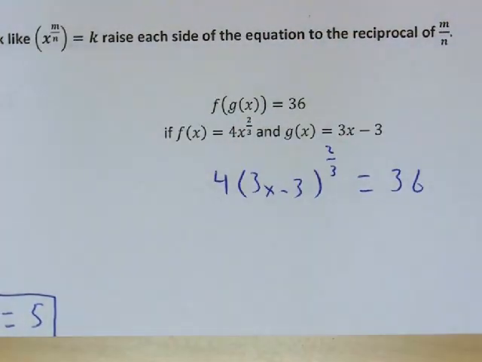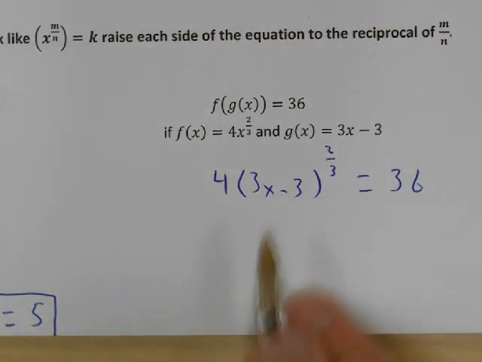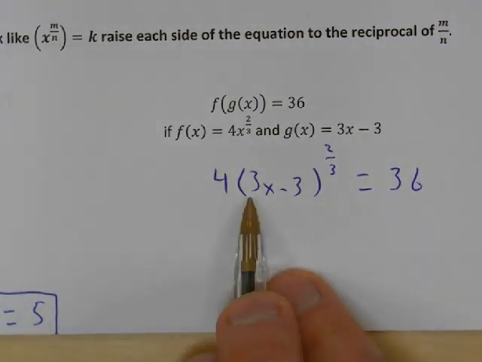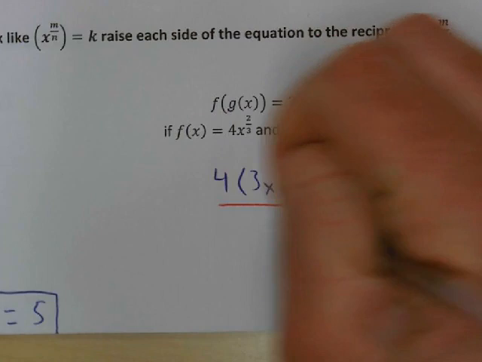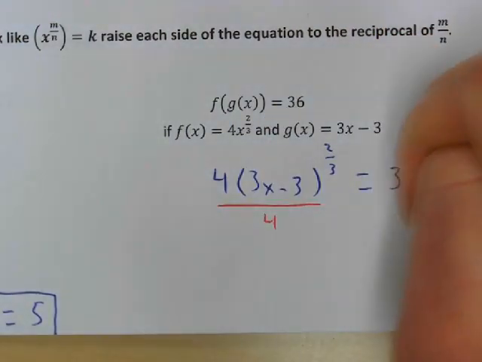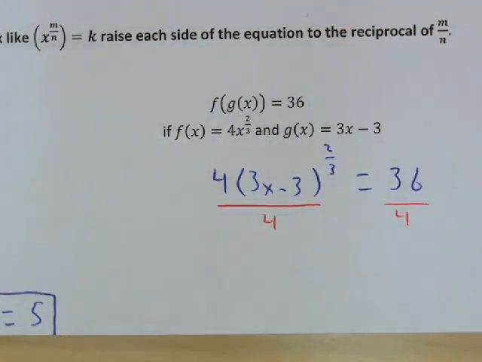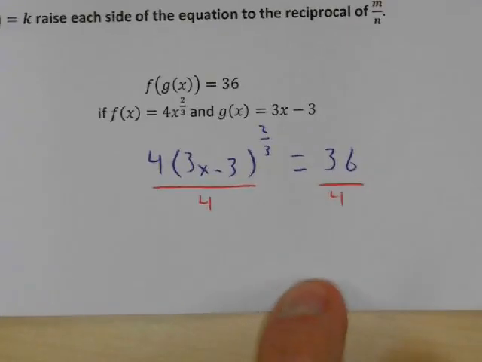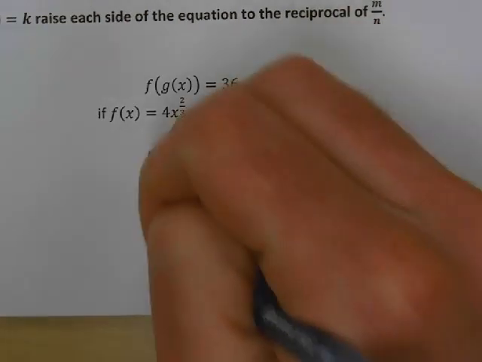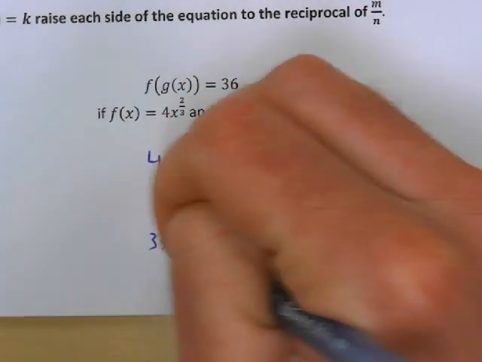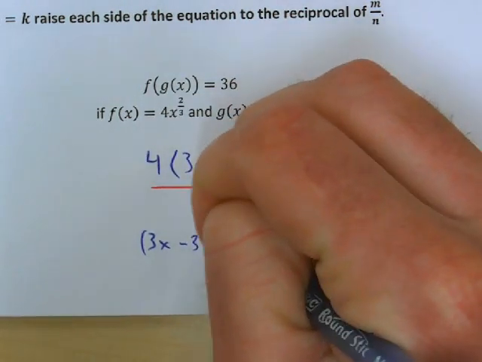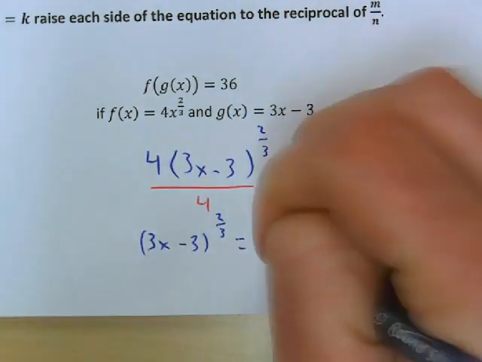Okay, so now we got our equation set up. Now we can start to solve. So the first thing we want to do is get the part raised to a power by itself. In other words, we want to get rid of that 4. Well, the opposite of multiplying by 4 is dividing by 4. So we want to divide both sides by 4. Might have to write kind of small here. They didn't give us a ton of space to work this one out. Maybe I should have scooted it over. Oh well. And then that gives us 3x minus 3 to the 2/3 power equals 9.